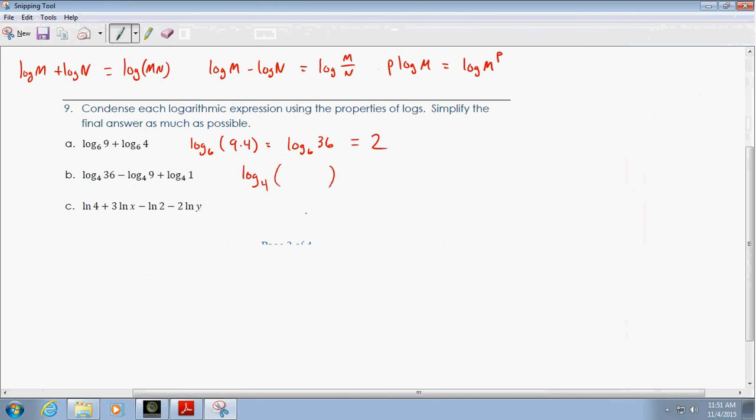Anything that's positive will be on top, and anything negative will be on the bottom. Times 1, right? You can think about it. It's not necessary to put the plus 1, because what's the log of 1? It's zero, right? So really that was just not even needed to be there. No, times one, right? So 36 divided by 9 is 4. What's log base 4 of 4? 1.